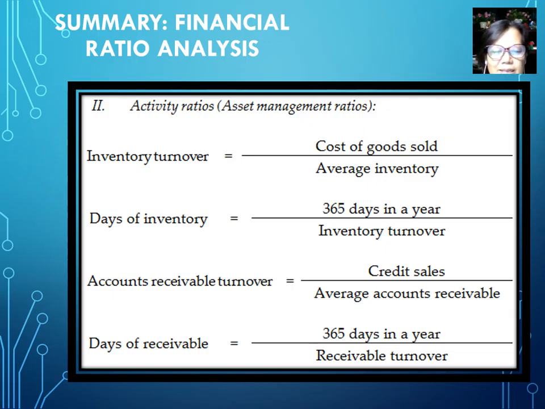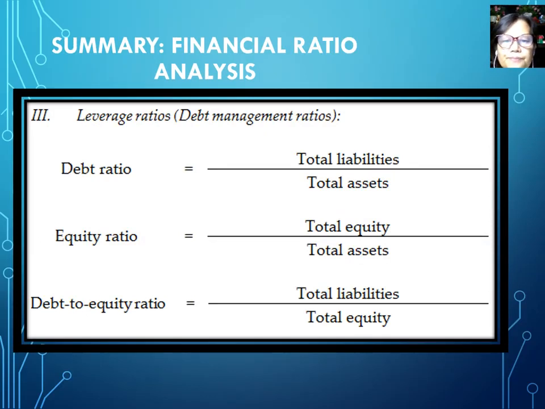And then days of receivable is equal to 365 days in a year over receivable turnover. And the last one is the leverage ratio or debt management ratios. Debt ratio is equal to total liabilities over total assets. And then the other one is equity ratio is equal to total equity over total assets. And the last one is debt to equity ratio is equal to total liabilities over total equities.